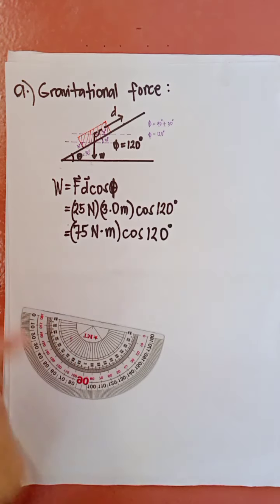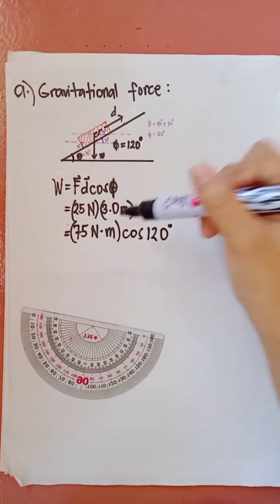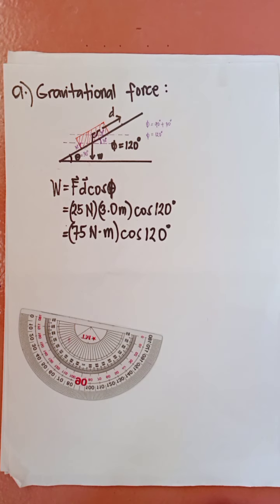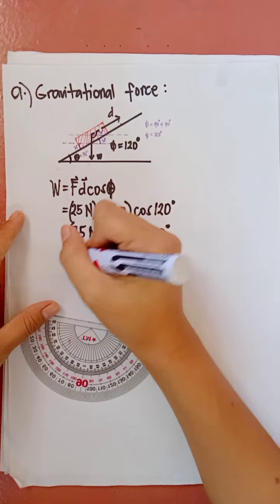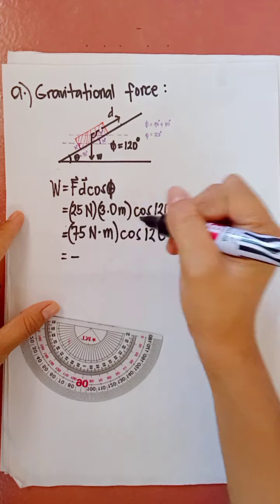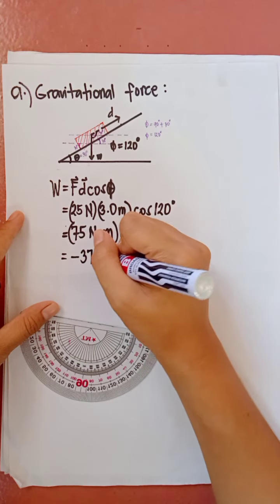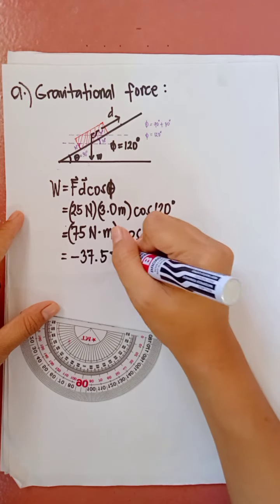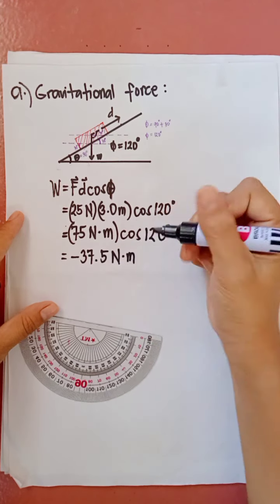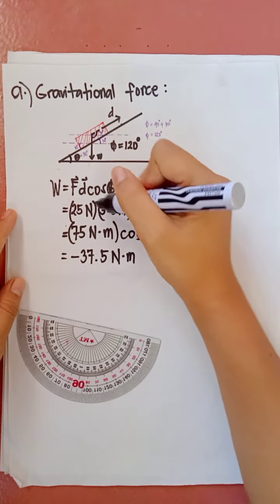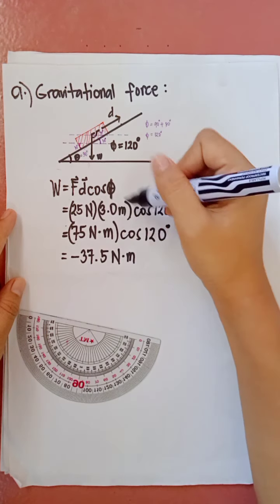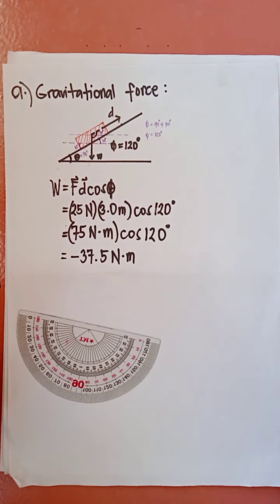Cosine 120 times 75 newton meters times cosine 120 is negative 37.5 newton meters. How did we get newton meters? That is the product of this unit here and this one here. Newton meter can also be expressed as joules.